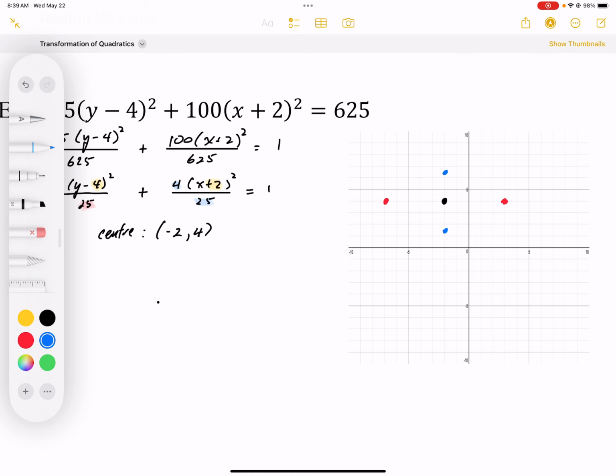and we have the left and right points here. So from that, we can just draw in our ellipse. Let me try that again.